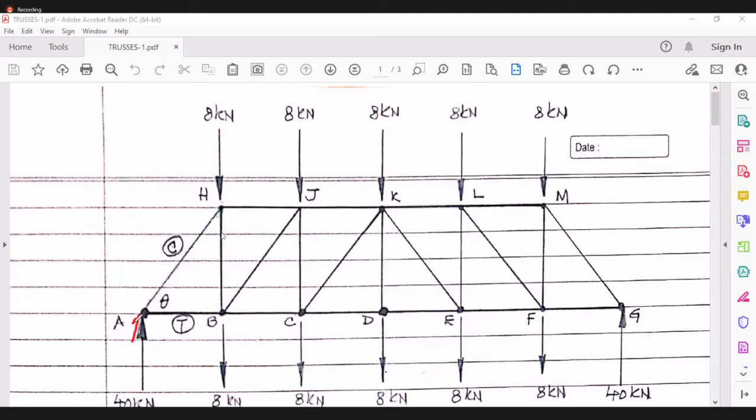So, in our last class, we found out that these reactions are 40 kilonewton and 40 kilonewton. Again, let me remind you that to analyze the truss, all the loads have to be on the joint only. I cannot give a load over here and try to analyze the truss. It will not be possible to analyze the truss, or rather it is not a truss at all. In a truss, all the loads come on a joint only, by definition.